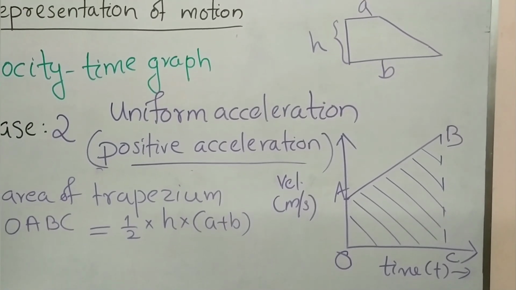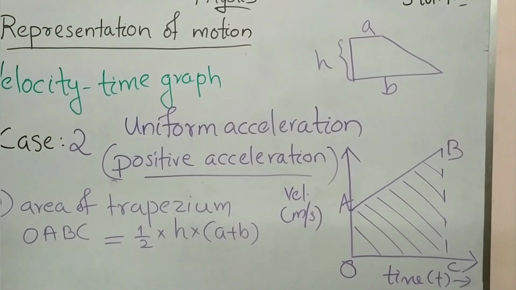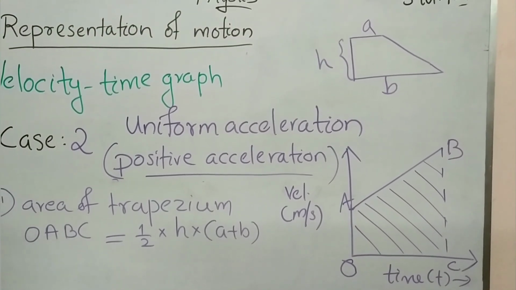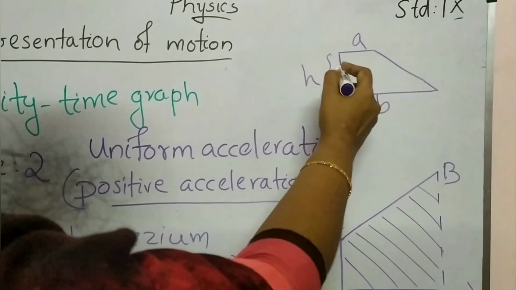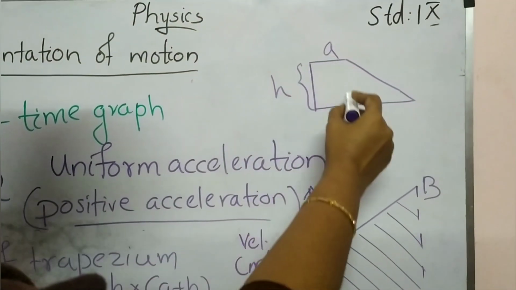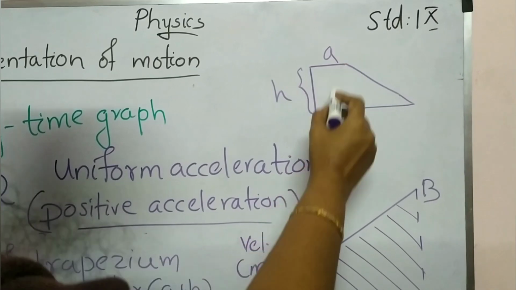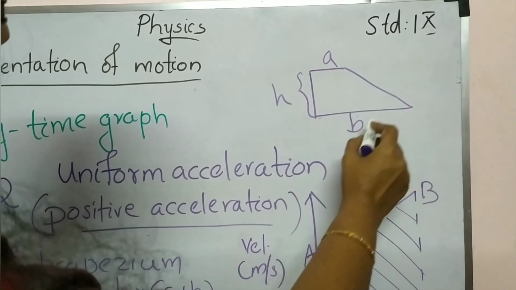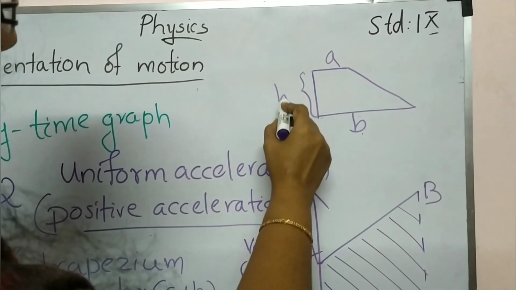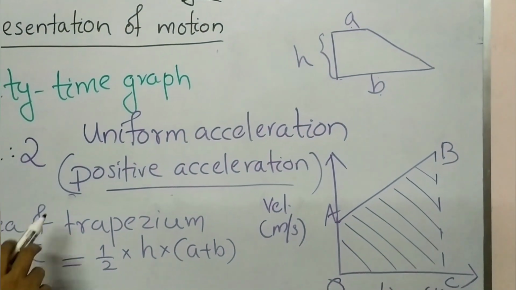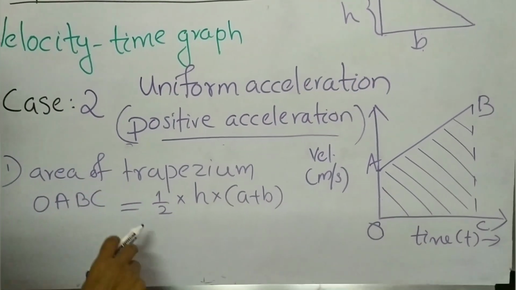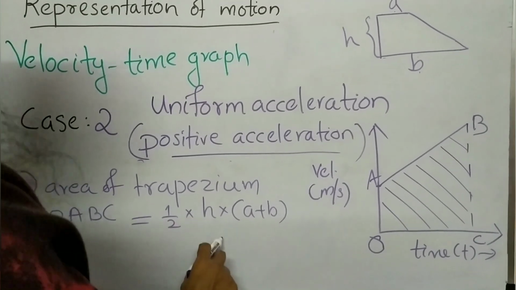So here what is the equation for finding the area of that trapezium? You know that it is half into h into a plus b. Here this is a trapezium, with two parallel sides. The first one is A and the length of the second we can take as B. Here h is the distance between those two parallel sides. So the equation for finding the area of a trapezium is half into h into a plus b.